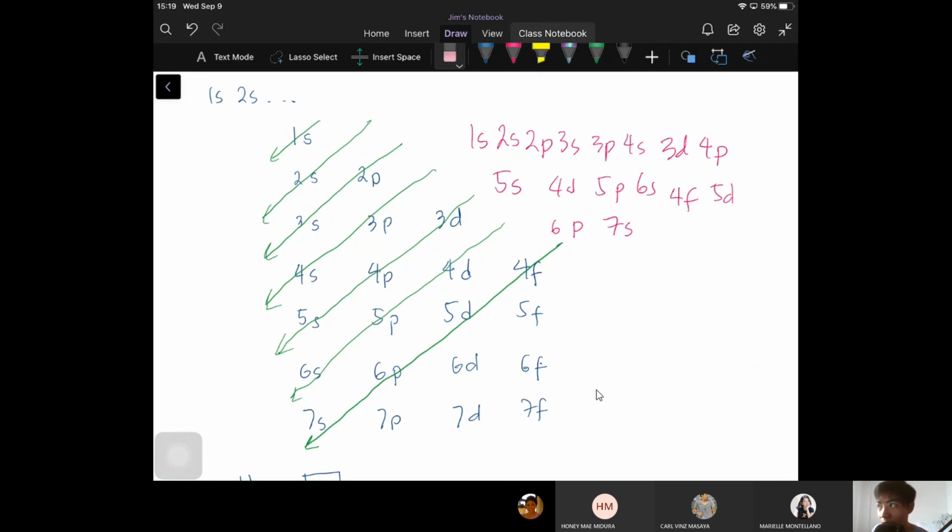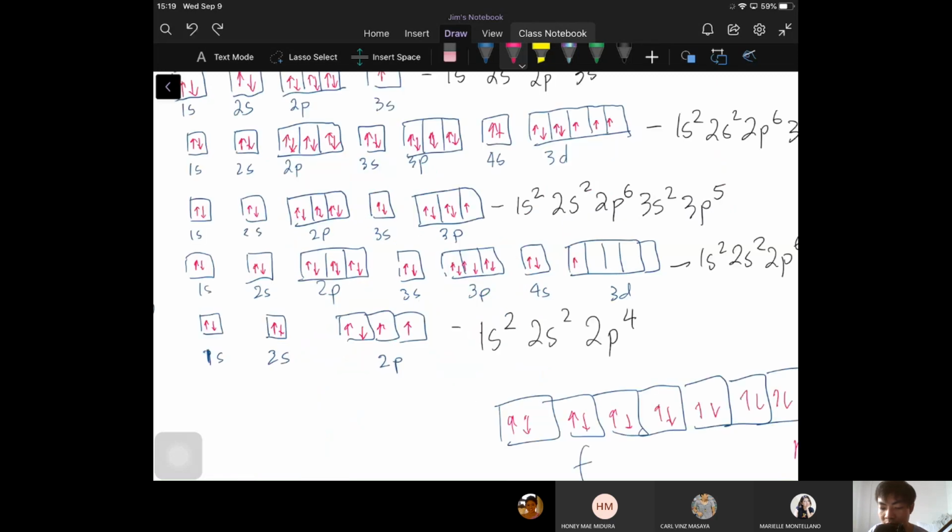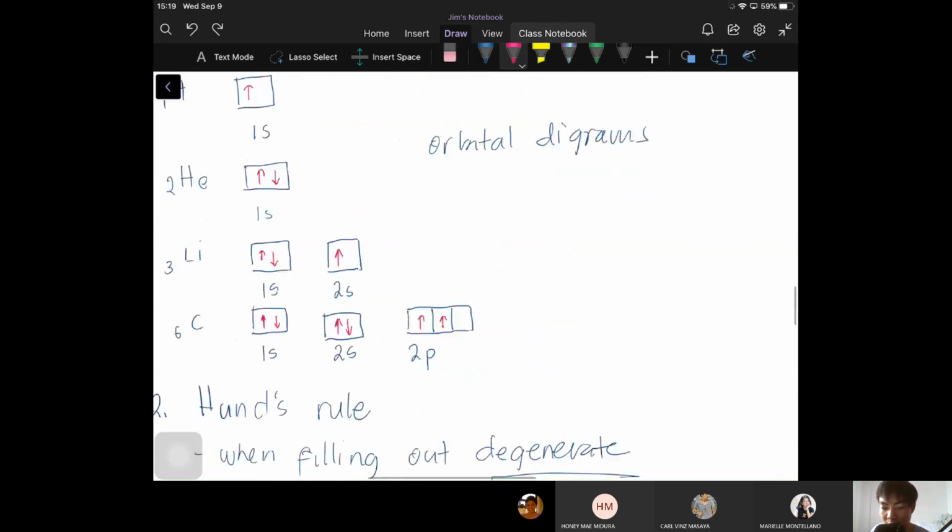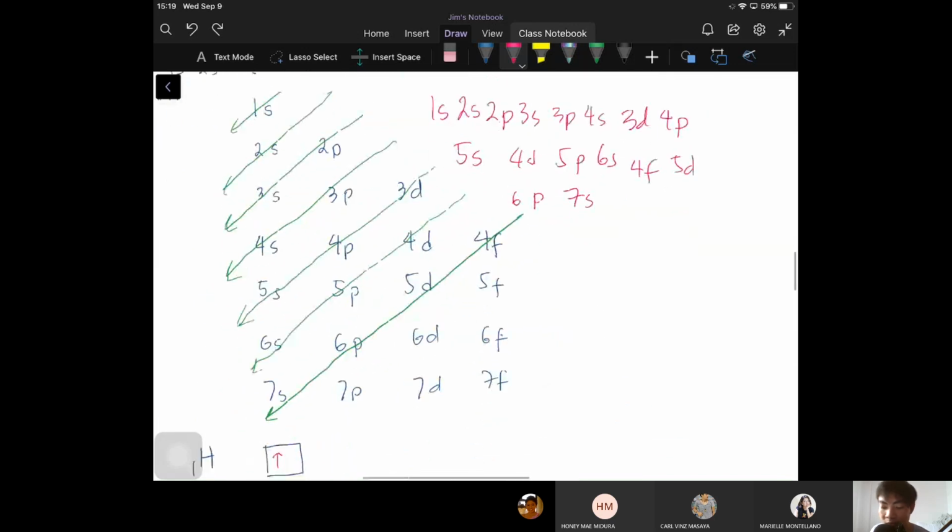You can do this Christmas tree. Bakit siya naging Christmas tree? Kasi dugtungan mo yan. Ayan, para siyang Christmas tree, di ba? Lagyan mo na lang ng star sa taas. Basta yun yung idea. So, this method, this Christmas tree diagram, can give you the idea how you are going to arrange these orbitals in terms of energies.